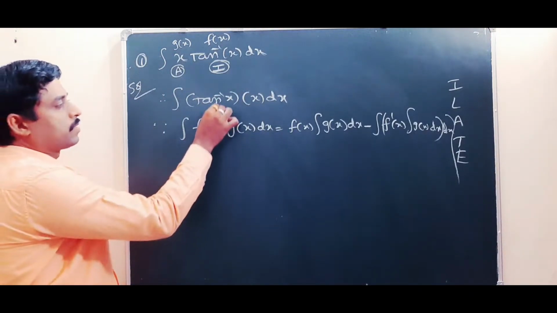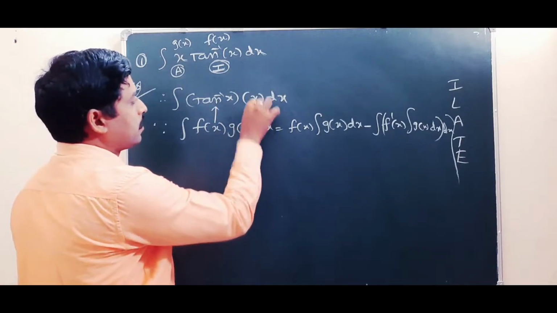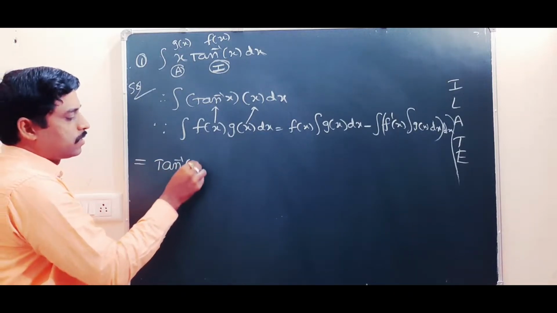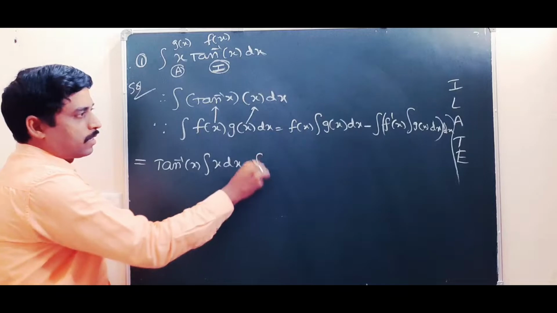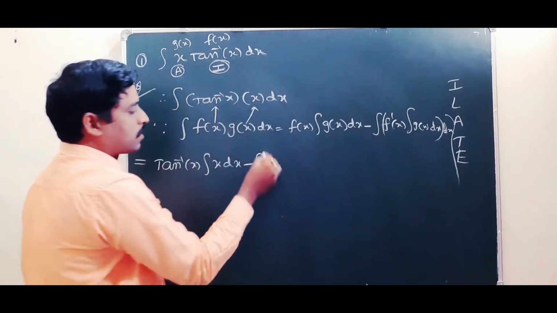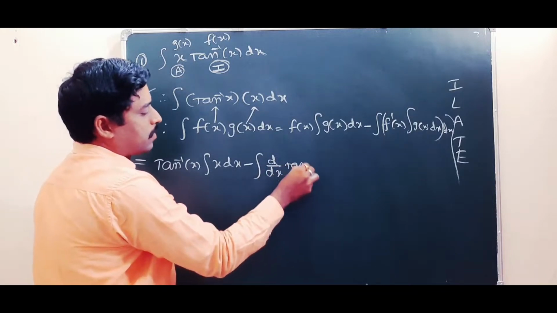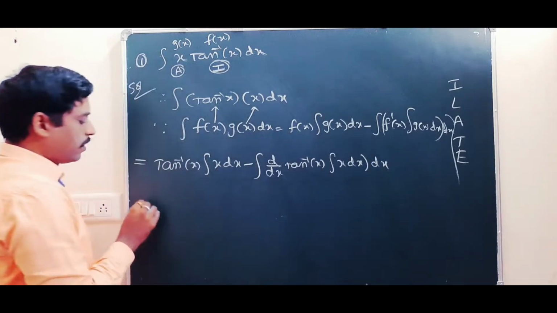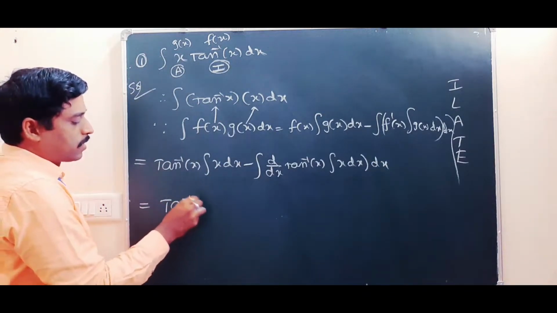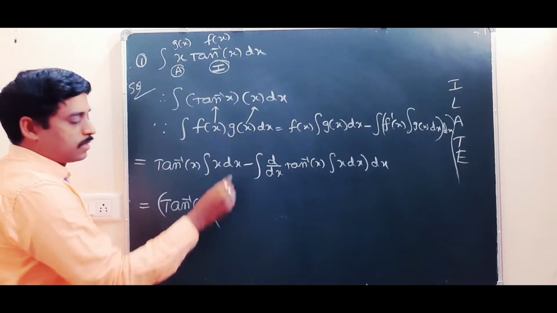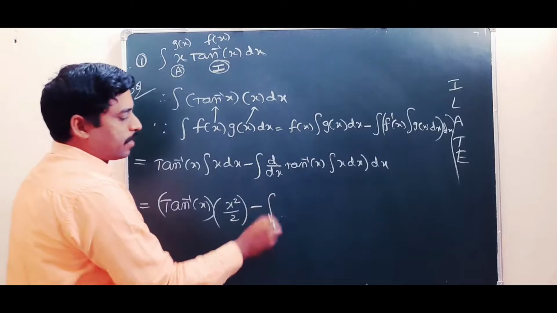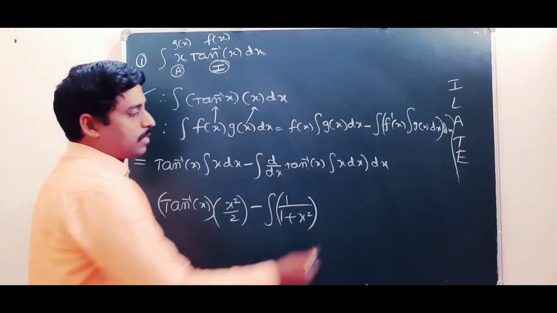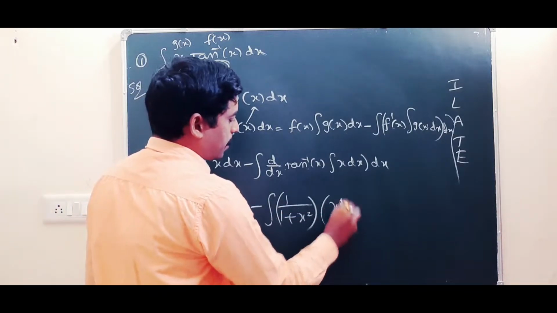In the f of x expression we should write tan inverse x, and in the g of x expression write x. So tan inverse x into integral x dx minus, f dash x, the differentiation of the first function, d by dx of tan inverse x, into integral x dx, whole dx. It will be tan inverse x into integral x dx, we get x square by 2, minus differentiation of tan inverse x, 1 by 1 plus x square, into integration of x square by 2 dx.